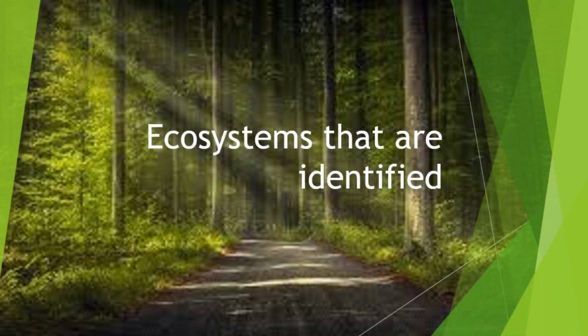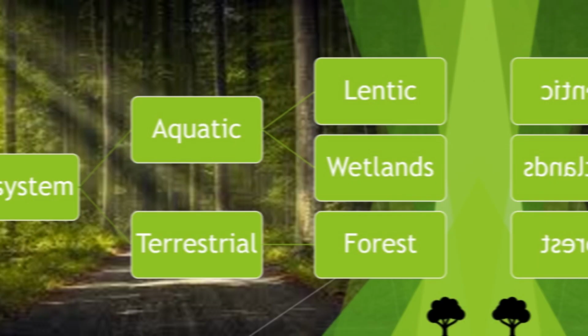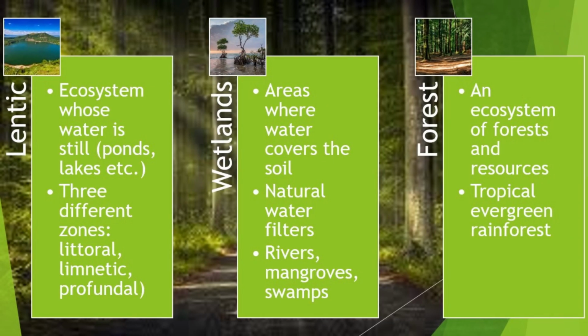The ecosystems that can be identified during this case study can be broadly classified into two main categories: aquatic and terrestrial. For aquatic, we have planktonic and wetlands ecosystems, while for terrestrial, we have forest ecosystem. Let's start with the aquatic ecosystems. First, we have planktonic ecosystems.